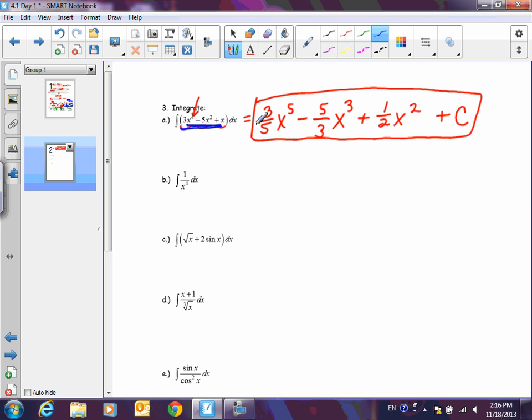So again, 5 times 3/5, that's 3x to the 4th. Okay, that one's good. 3 times negative 5/3, that's negative 5. Subtract 1 from the power, that's good. 2 times 1/2, that's 1. Subtract 1 from the power, that's good. And then we always got to have our plus c.